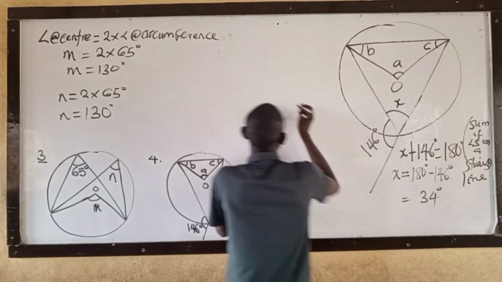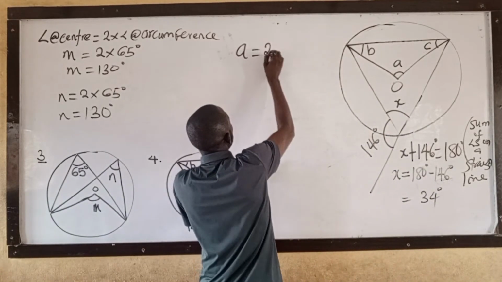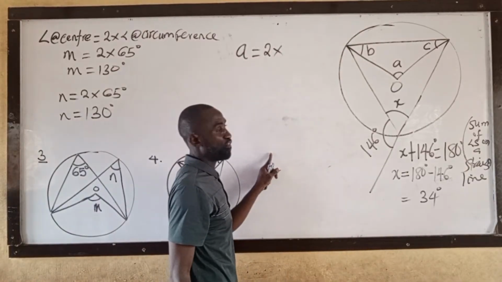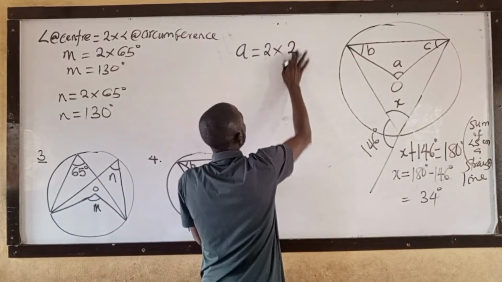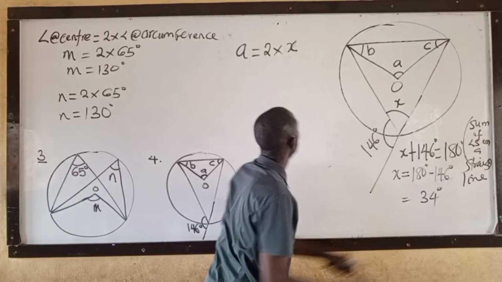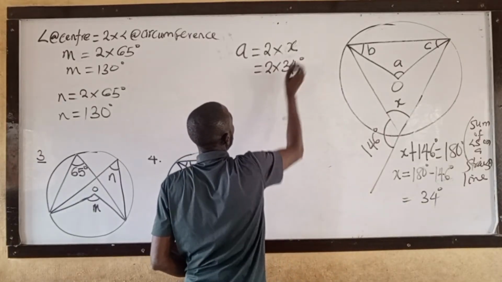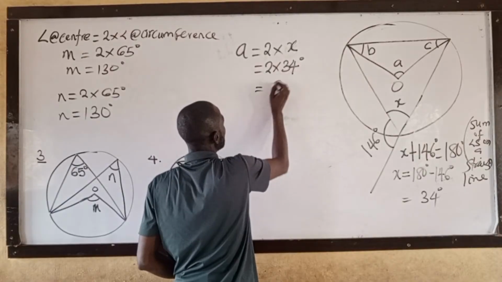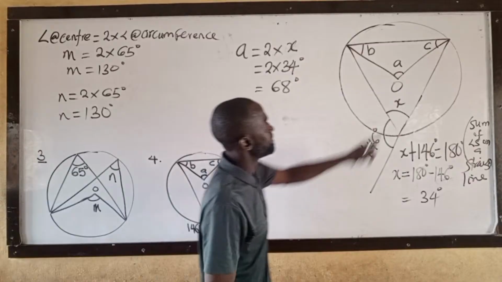I will now use this one. Angle at center A equals 2 times angle at circumference. Where is angle at circumference? X. So 2 times x. And mind you, our x is 34. This will now be equal to 2 times 34 degrees, which is 68 degrees. So our A is 68.